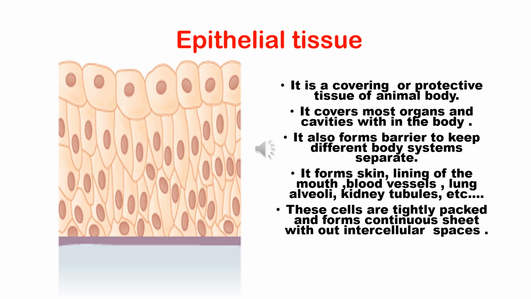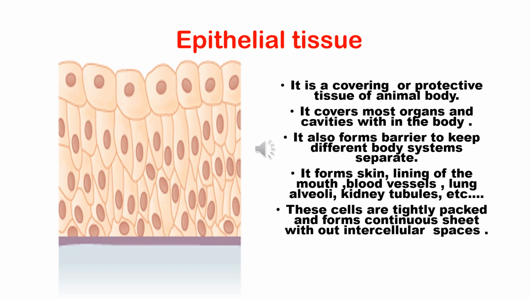The most important ones are epithelial tissue, connective tissue, muscular tissue and nervous tissue. In these four types of tissues, the first one is the epithelial tissue. It is also called a covering tissue or protective tissue of the body.